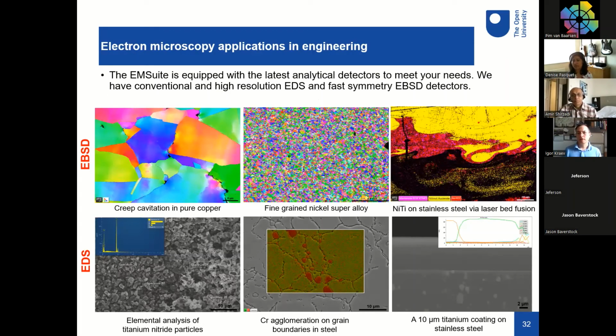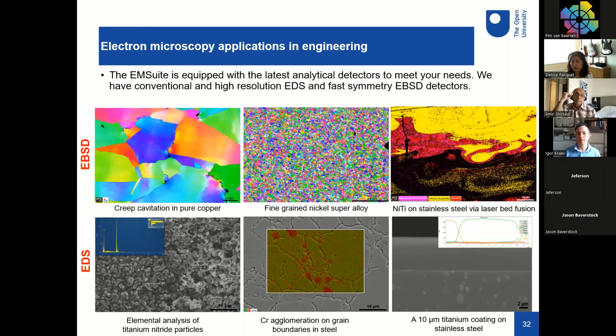EM facility is also equipped with the latest analytical detectors to meet your needs. We have conventional and high resolution EDS and very fast EBSD detectors. Top row shows examples of EBSD analysis. Top left, creep cavitation on pure copper, which went through 100 hours of creep on our glass sample.